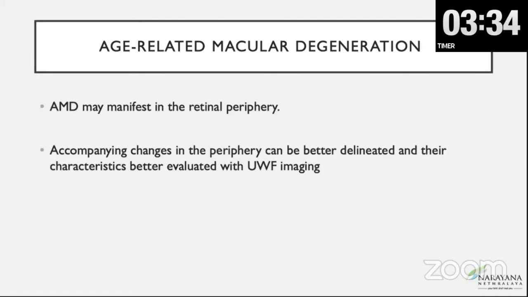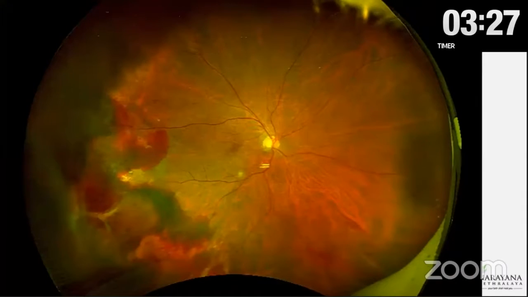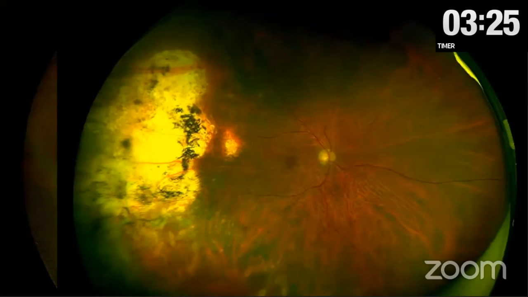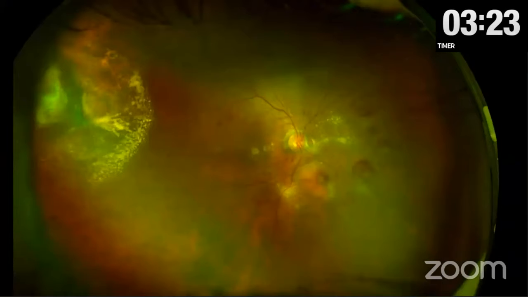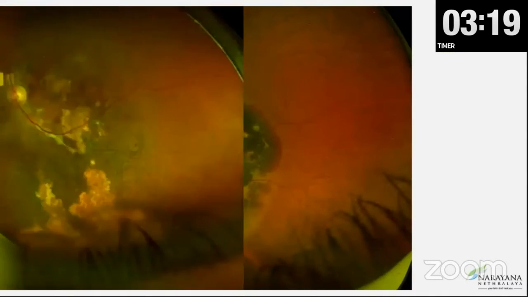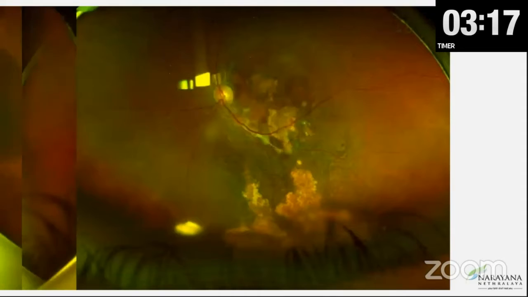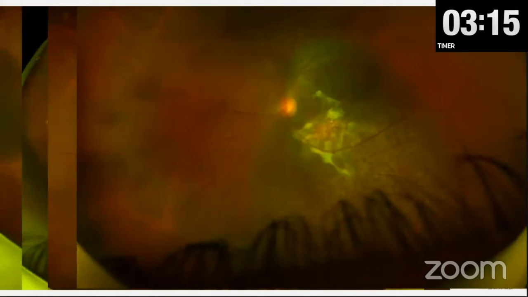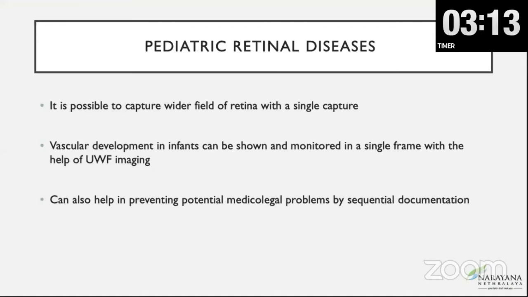AMD beyond the posterior pole also can be imaged here. These are some of the patients with peripheral PCVs with PSCR also post-treatment. We are able to demonstrate response to treatment. This is a posterior pole massive hemorrhage with migration of the blood inferiorly and subsequent follow-ups as well, the scarring.